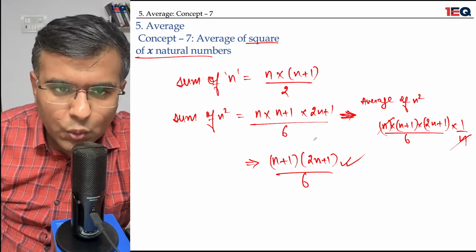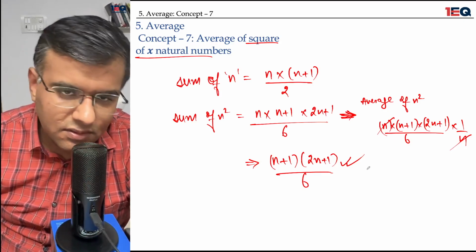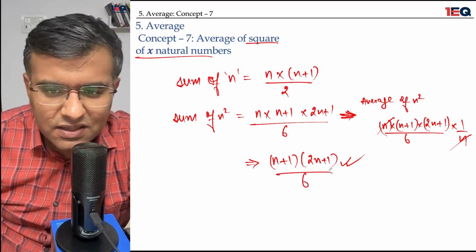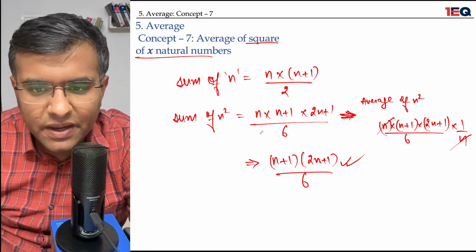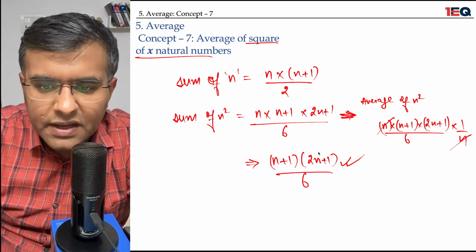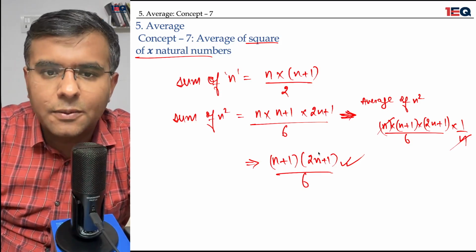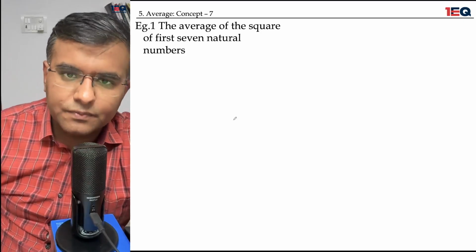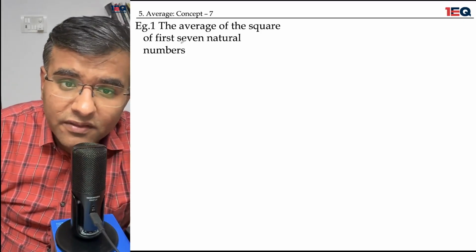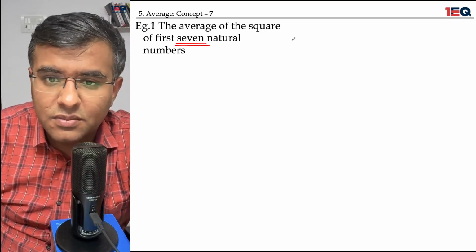So the average of squares of x natural numbers is this, where x can be simply replaced by n. Moving on. The average of the square of the first 7 natural numbers.